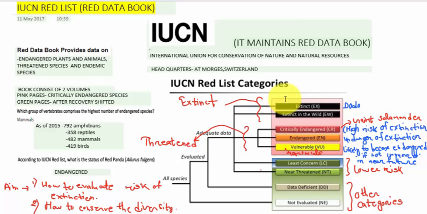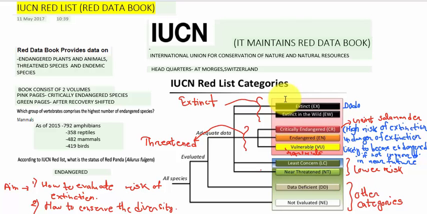The next is extinct in the wild, and it is represented as EW. Extinct in the wild means the only living individuals are living in captivity or were born in captivity. The example is the Hawaiian crow. It was declared extinct in the wild in 2002.